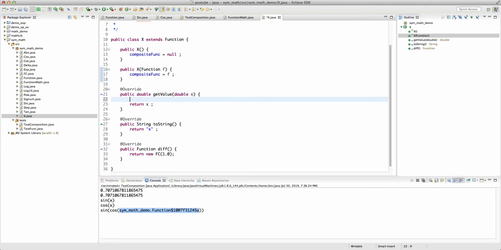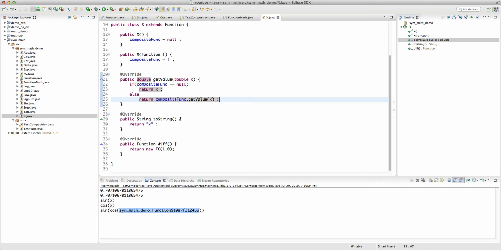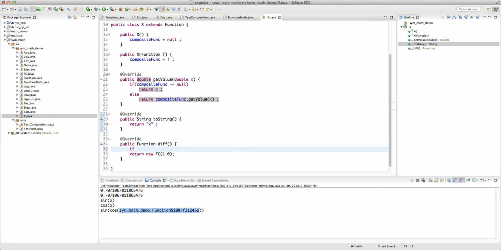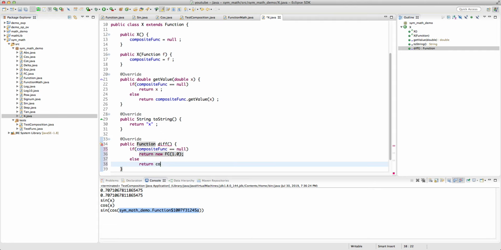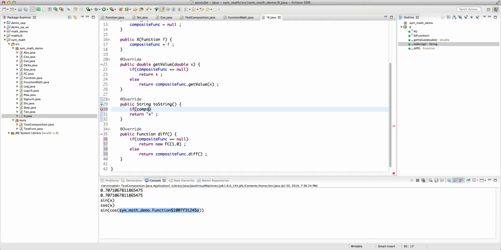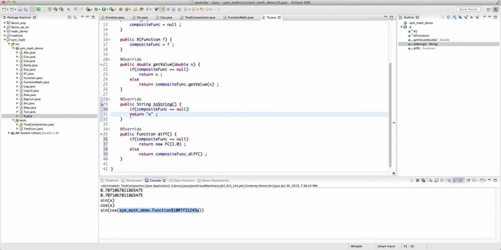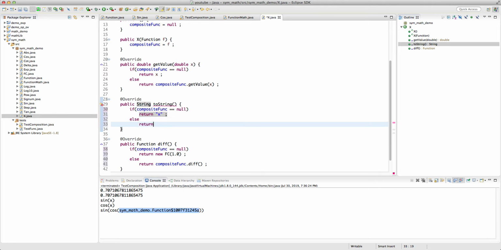Okay, and in the get value we check if composite func equals null, we return x, else we return composite func dot get value at x, because it's the composition of an identity function. And in the Deef we say that if composite func is null, return a constant function, else return composite func dot Deef. Okay, and finally for the toString method, if composite func is null, return x, else return composite func to a string.